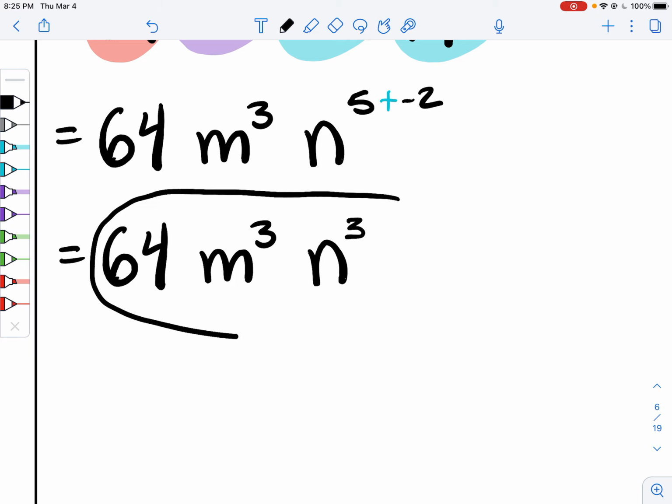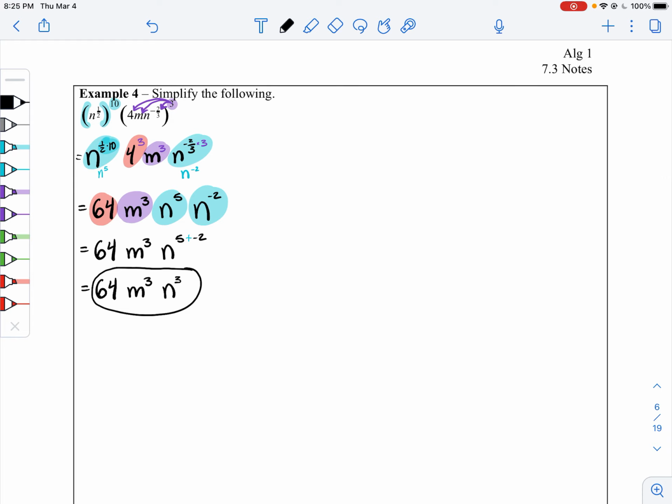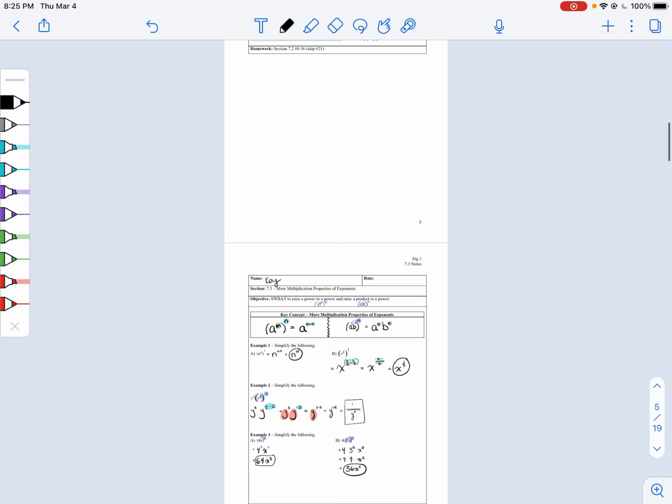64 m cubed n cubed. Aw, how cute! There you go. Wasn't that great? That's everything you need to know.